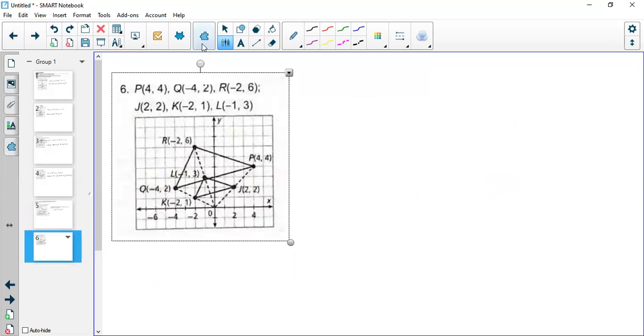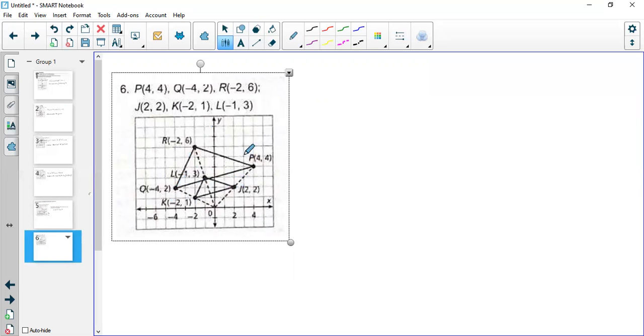Let's look at the next question. Already you can see that it is a dilation, right? PQR. Now P, where is P? P is here, PQR. So this is the pre-image. The bigger one is the pre-image and the smaller one is the new one. That's JKL. JKL is the image.